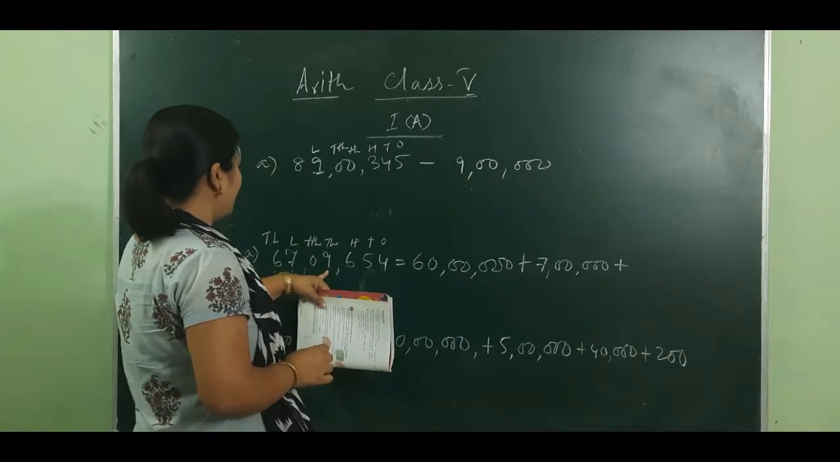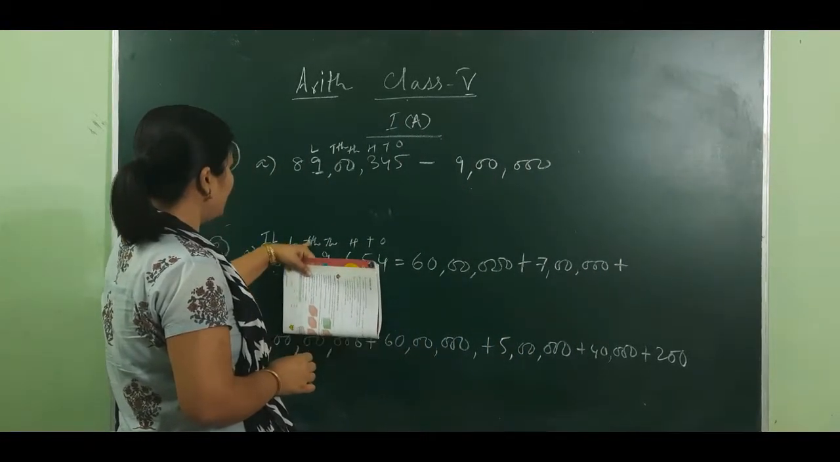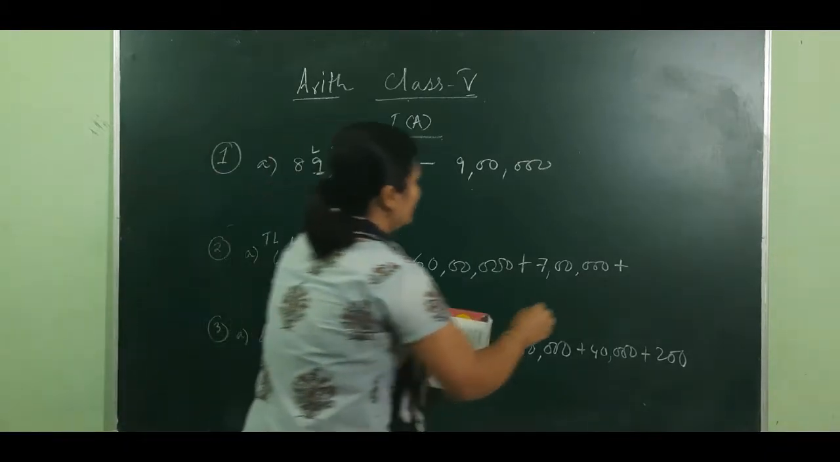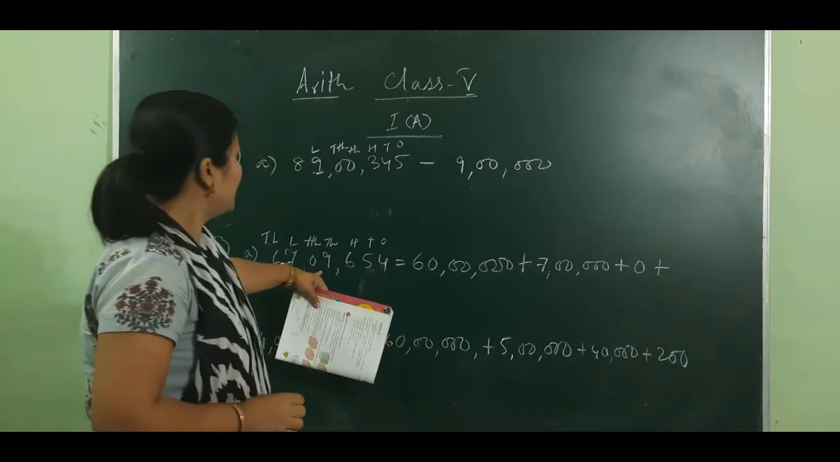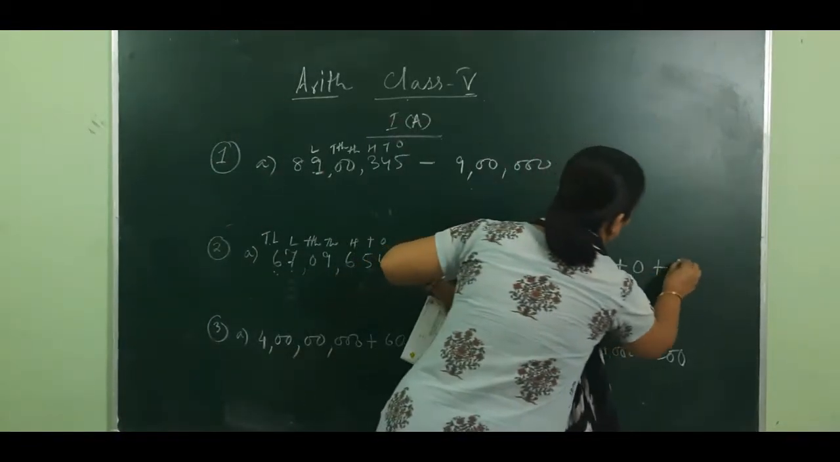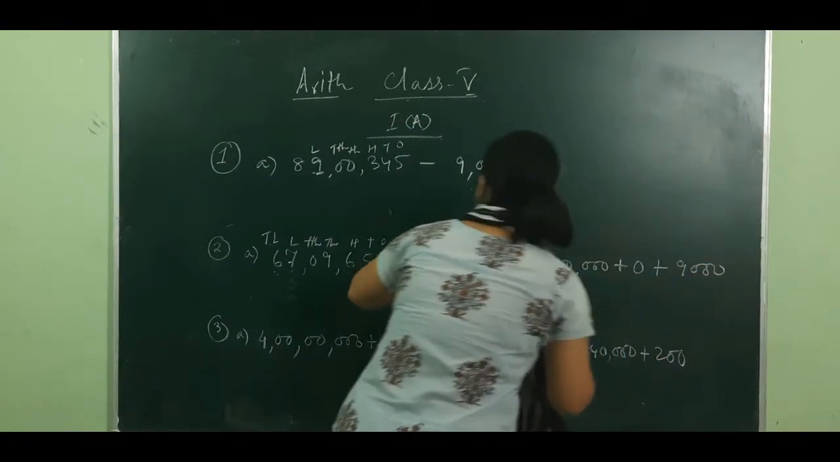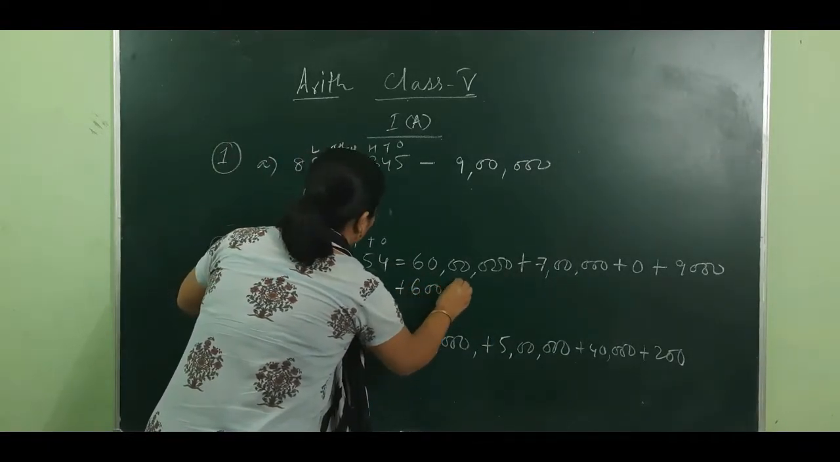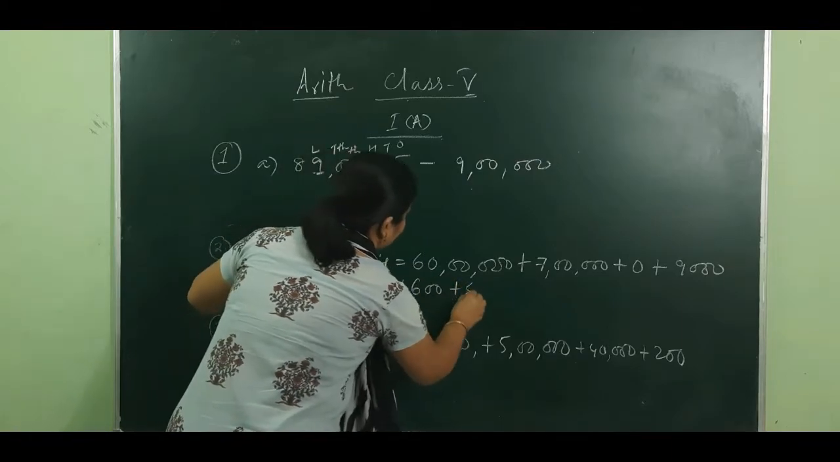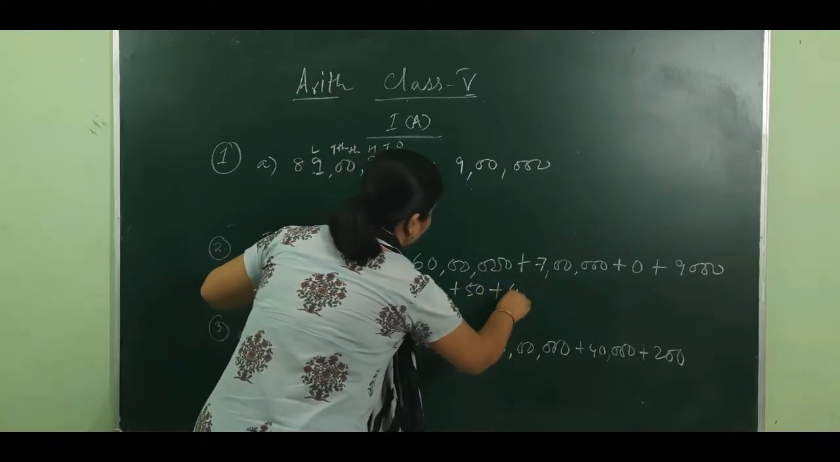Then we have 9,000. It is 0 in the 10,000 place, 0 is there, so you can write 0 here. And then we have 9,000 there. We will write here 9,000. Then we have 600. Tens place 5, so it's 50, and 4.